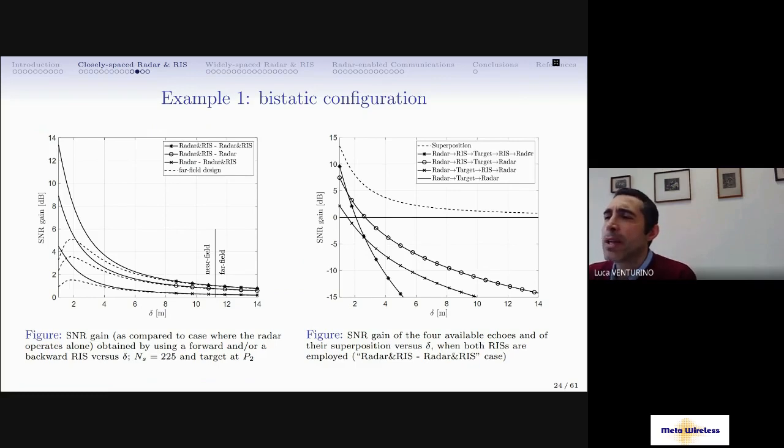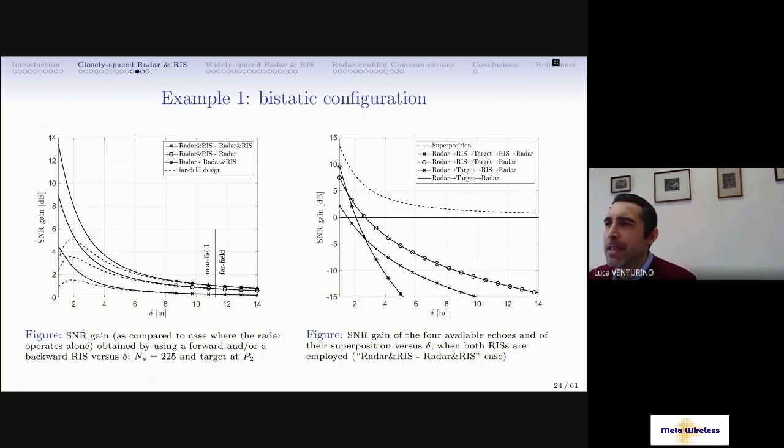Now, when we look at the strength of each individual path, we see that when the distance delta is very, very small, let's say less than 2 meters, in this case, these paths are actually stronger than the direct path from the radar to the target to the radar. And in this regime, we can actually really benefit from the beamforming gain that we get from the RIS. And if we could use two RIS, it's even better. However, as we increase the distance, the strength of this indirect path rapidly decreases, because of course we have the multiplicative path loss effect along those indirect paths, which have multiple hops.